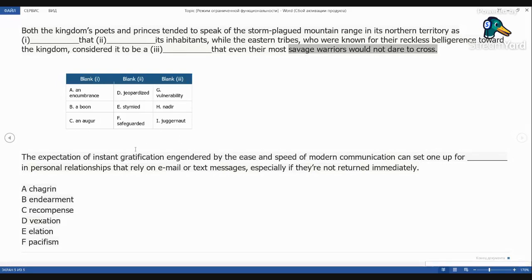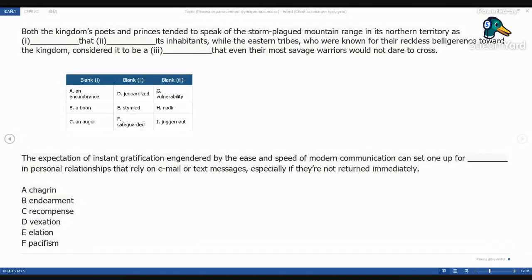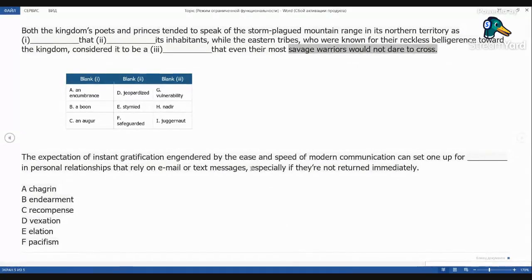Let's pay attention to the second question. Here we can see one clear sentence without contrast. The expectation of instant gratification. You may not know the word gratification, but it seems to be something positive, because this root refers to something good, kind, engendered by the ease and speed of modern communication, can set one up for something, impersonal relationships that rely on email or text, especially if they are not returned immediately.